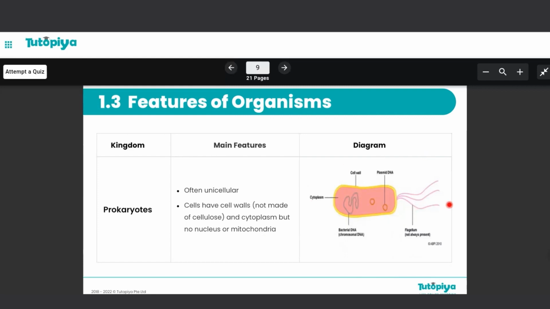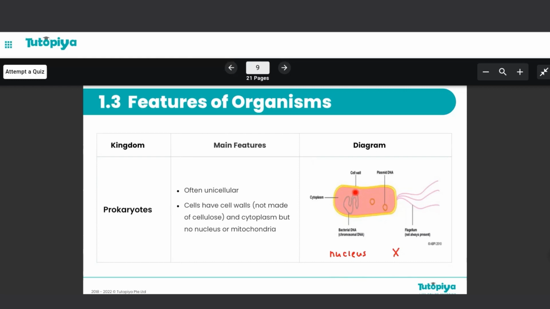One thing that you must notice, one of the most important points about the prokaryotes, is that the prokaryotic cell does not have a nucleus. You can see this very well in this particular diagram. The DNA of this prokaryote is just suspended within the cytoplasm. You don't see any structure called the nucleus, and this is one of the most important features of the prokaryotes.